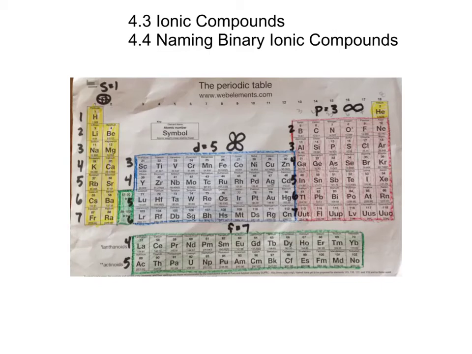Okay, here we go. 4.3 ionic compounds and 4.4 naming binary ionic compounds. I'm going to approach this part a little bit different than what's in your book, just because I found that students get it a little bit better if I explain it naming compounds in 4 different ways.